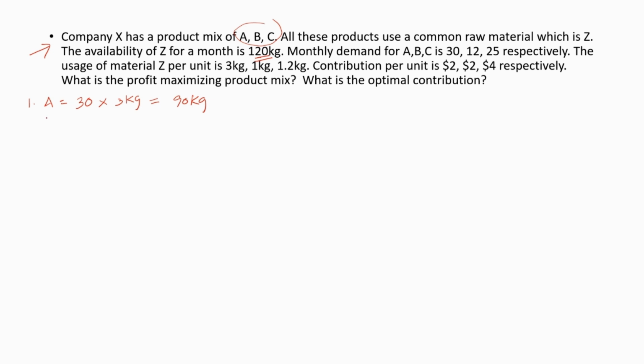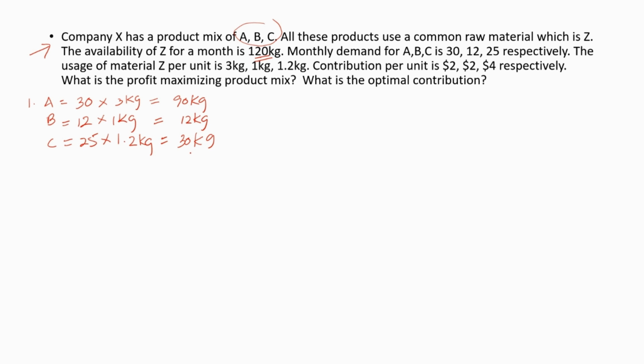In order to meet the demand for product B, the company needs 12 multiplied by 1 kilogram, which means the demand for product B is 12 and one single unit of product B is using 1 kilogram of raw material Z. This is equal to 12 kilograms. For product C, the demand is 25 multiplied by 1.2 kilograms. This is equal to 30 kilograms.